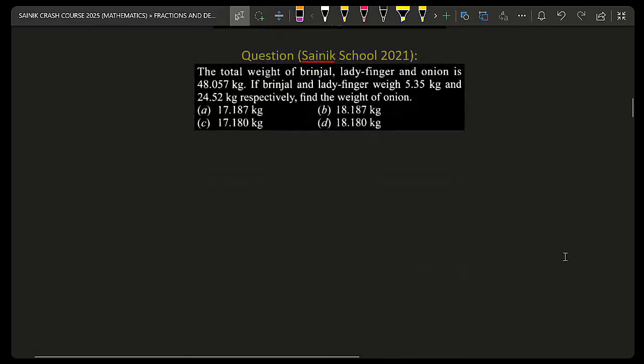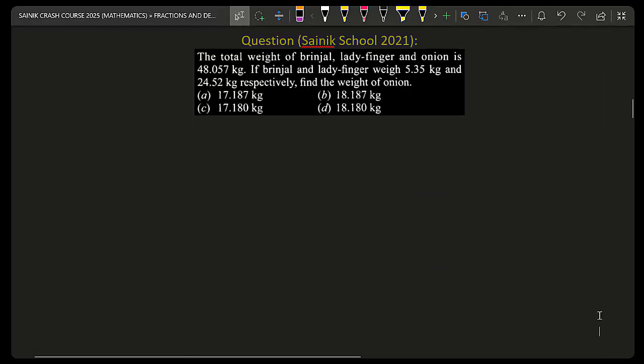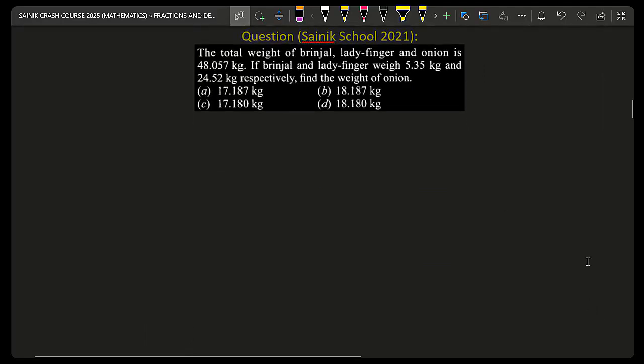This is the next question we have. The total weight of brinjal, ladyfinger, and onion is 48.057 kilograms. If brinjal and ladyfinger weigh 5.35 kilograms and 24.52 kilograms respectively, then find the weight of onion. Very simple question from 2021 paper. All of you try this question, and if you know the solution, can raise a hand. Bhuvana will give the answer for this. Bhuvana, be ready with your solution.